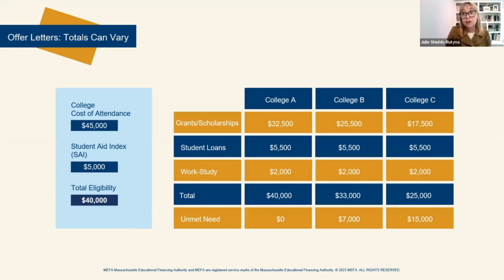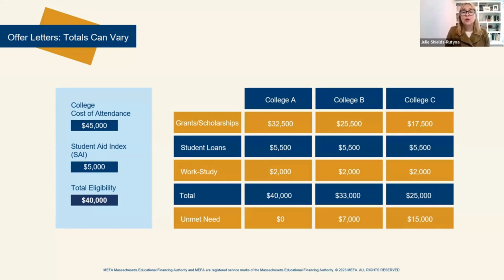College B also gave you grants and scholarships, student loans, work study, but a smaller scholarship of just $25,500. So the total of that offer is $33,000. So that leaves unmet need of $7,000. And College C gave an even smaller grant award, so leaving unmet need of $15,000. So this is important because you want to be comparing apples to apples, and you want to see what you are going to owe as a family and if that's doable.